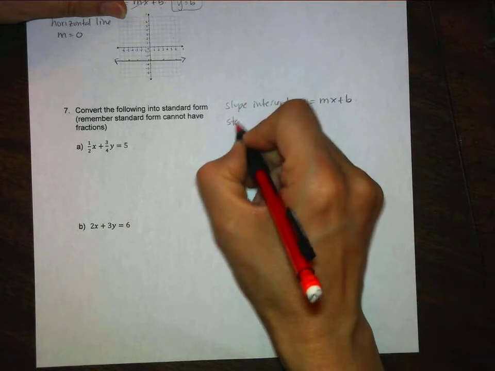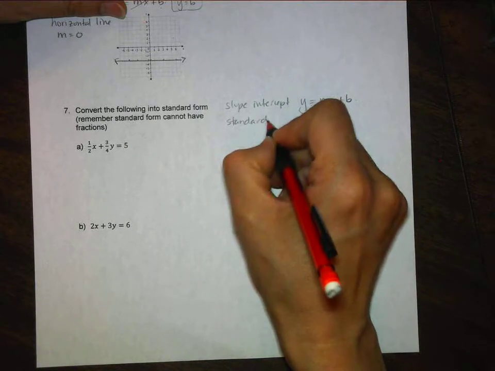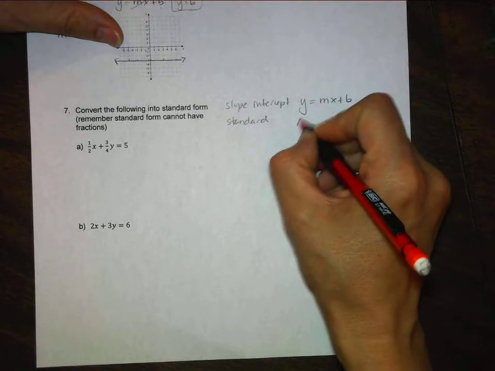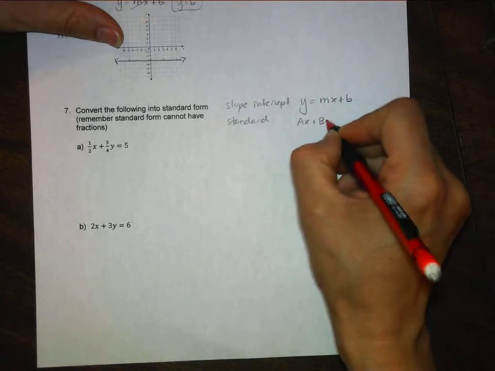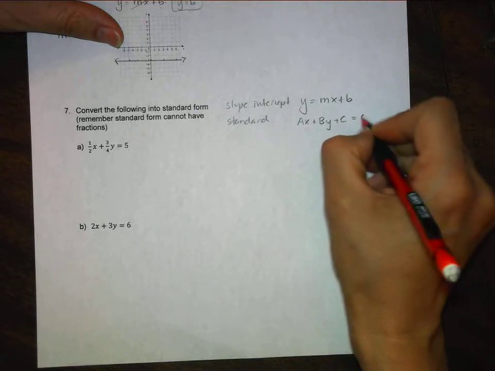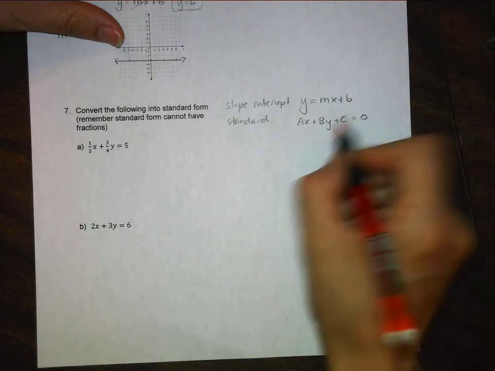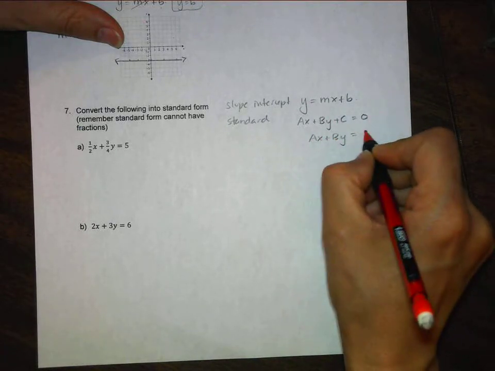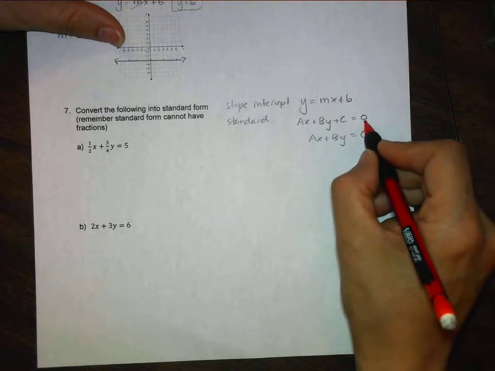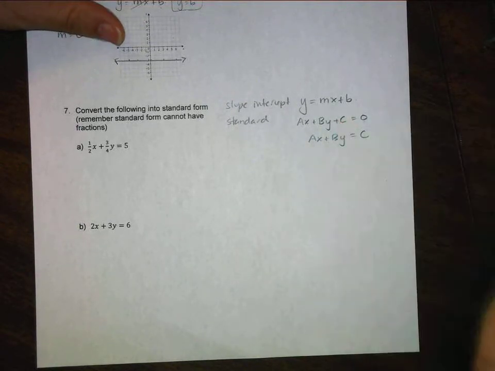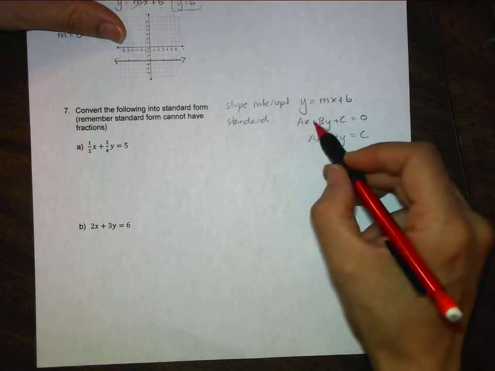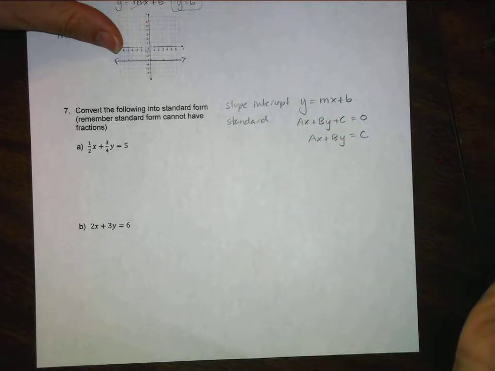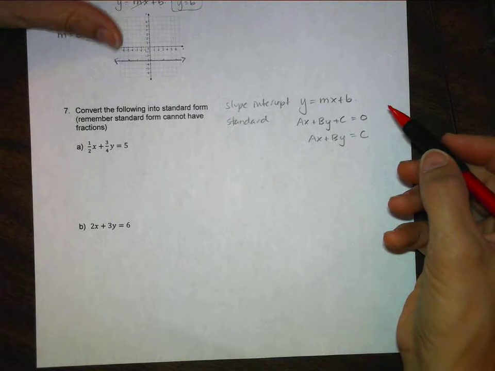The standard form is ax plus by plus c equals 0. Now, I've seen it both ways. It can be that it's equal to 0, or this way, where it's actually equal to c. So we either have it equal to 0, or we have the c. And c is just a number. A, b, and c are all numbers. A is always positive, and they're always whole numbers. Whole meaning it's not a decimal, it's not a fraction.